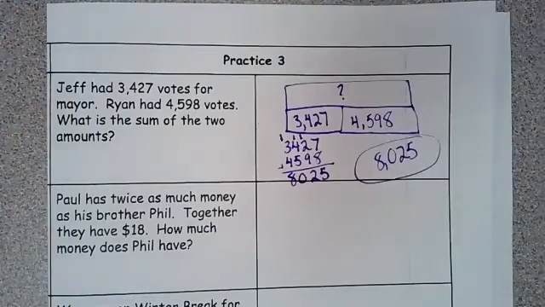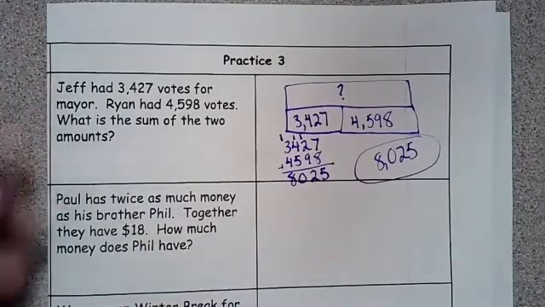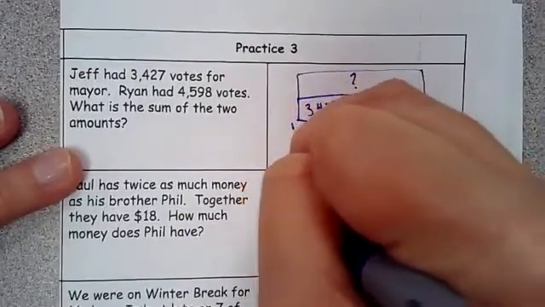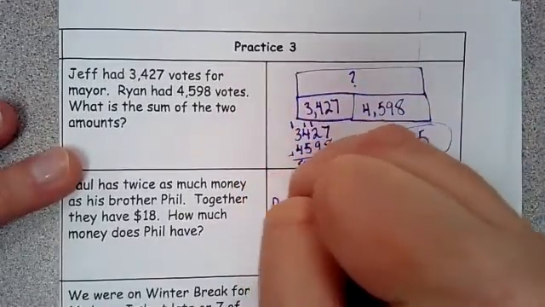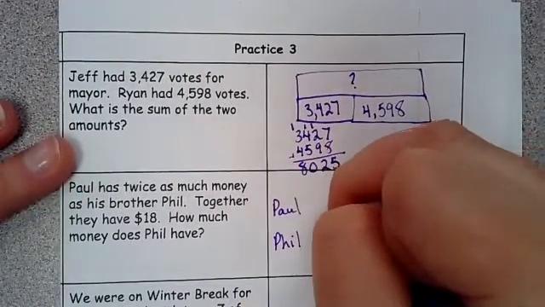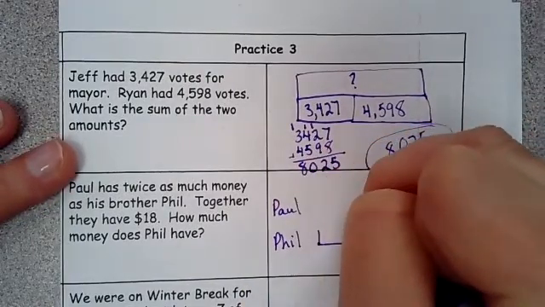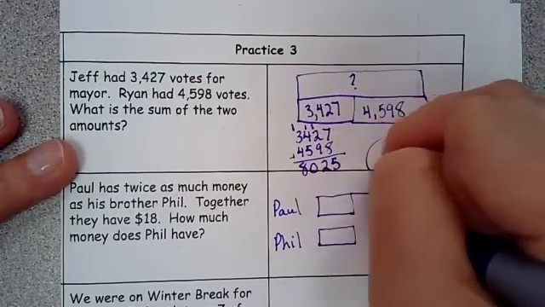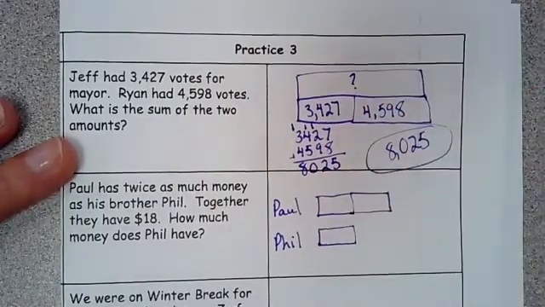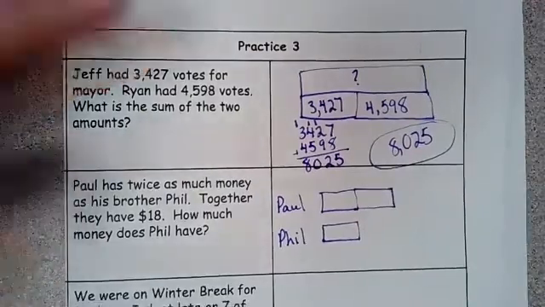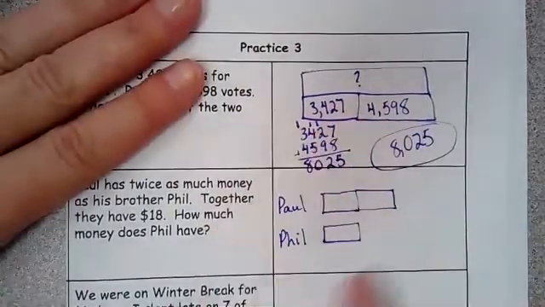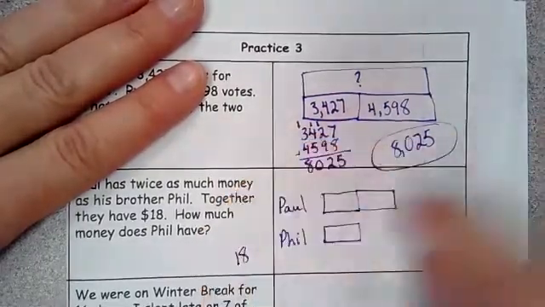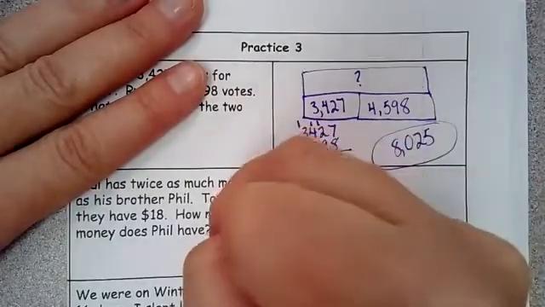There you are. All right, so Paul has twice as much money as his brother Phil. All right, again, write out Paul and then write Phil, okay? And we don't know how much Phil has, so give him a box. But we do know that Paul has twice as much, so give him twice as much, all right? All right, so what else do we know? Well, we know that all together they have 18.